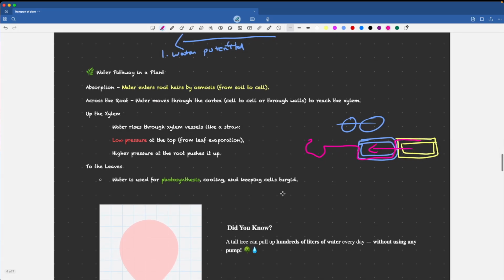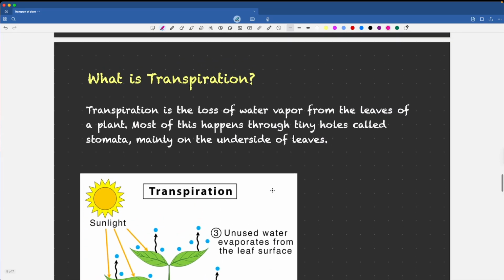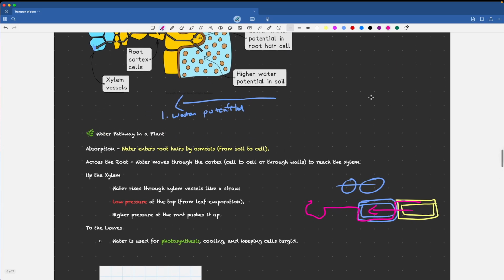Water rises through the xylem vessels like a straw, with lower pressure at the top and higher pressure at the root. So what does this mean? This can be explained very easily. For example, this is a plant, and these are like the roots of the plant. It doesn't look like a plant, but it's fine.